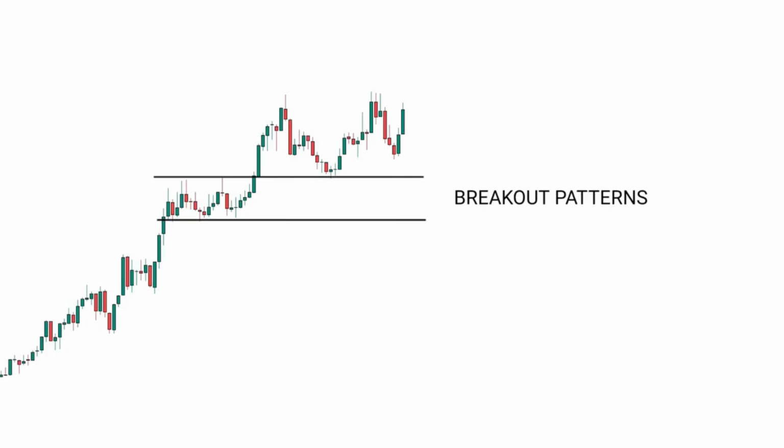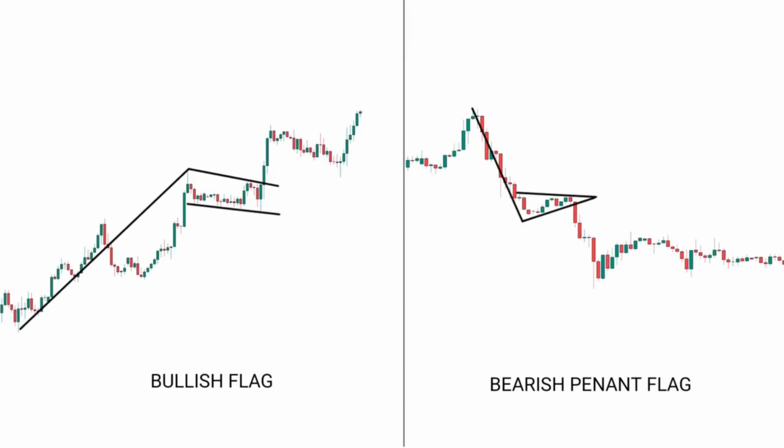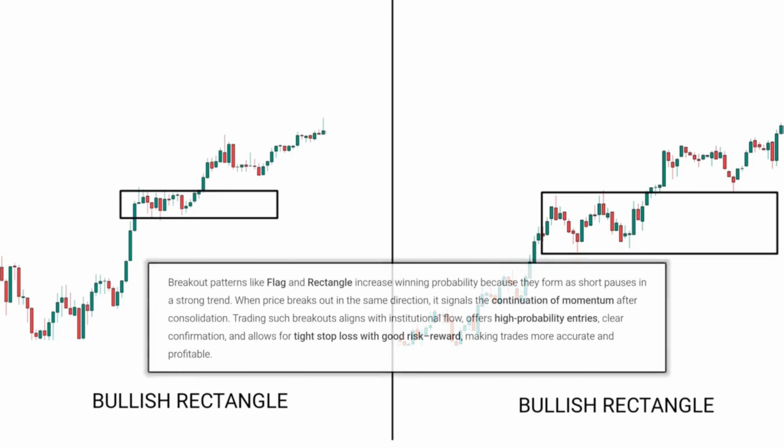Next, breakout patterns. In this scenario, the market is moving within a range, and then it breaks out in the direction of the existing trend, continuing the movement further. Using breakout patterns, we can plan high probability trades. Some of the most popular breakout patterns are the flag pattern and rectangle pattern. The key point is, when these patterns are traded in the direction of the trend, they tend to give very strong results.